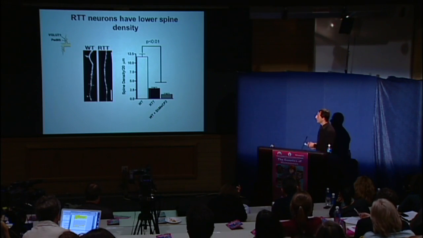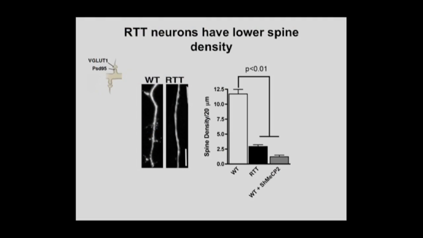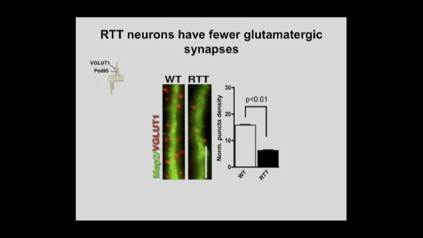Because these spines can be the place where synapses are happening, we have several antibodies against synaptic proteins. We can use these antibodies to visualize the synaptic puncta, and because we can visualize them, we can count the number of synaptic puncta along those processes. And again, what we see is a reduction in the number of synapses in the affected Rett syndrome neurons, compared to controls.